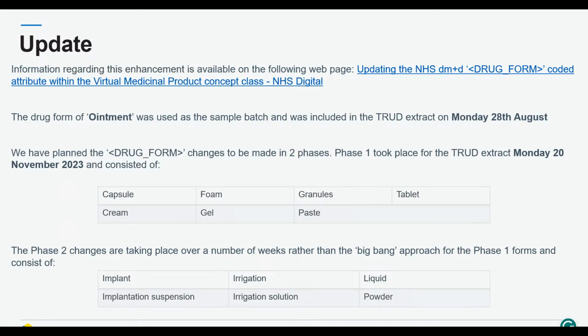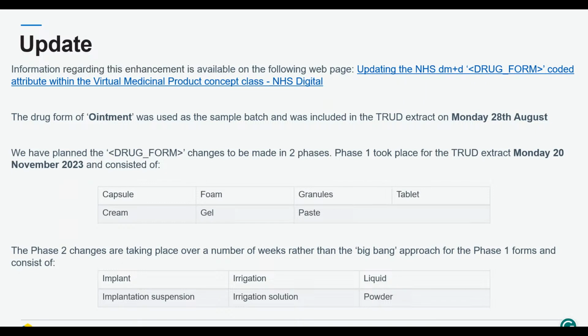So just to recap around this particular change, we're updating drug forms at VMP level in the DM+D. This doesn't impact the VMP description, but a particular attribute at the VMP level. We're doing this to align more closely with what we call EDQM terms, which are used at international level, and that's why we're doing the work. It will provide more granular information around drug forms.